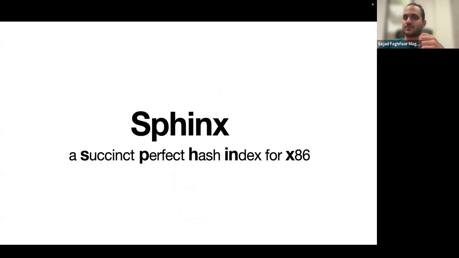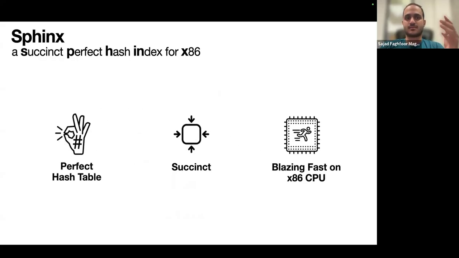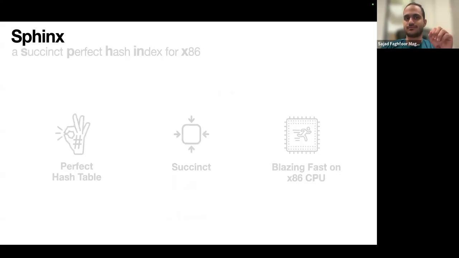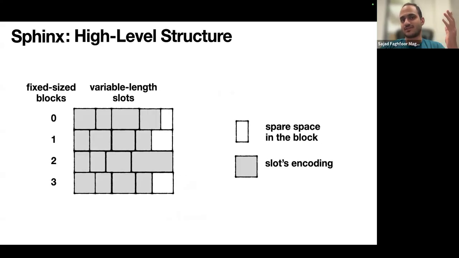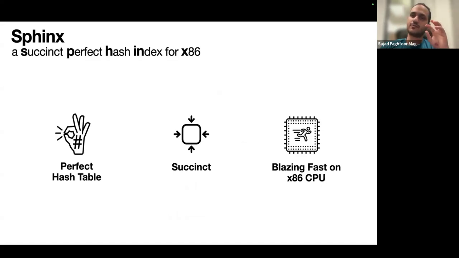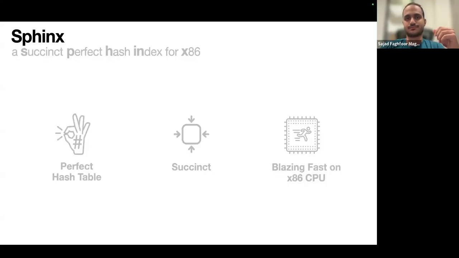So with that in mind, we introduce Sphinx. Sphinx, first of all, is a perfect hash table. It's actually a dynamic perfect hash table, which means it doesn't have any collisions without storing full keys. It's very succinct, meaning we are only storing 4 bits per key on average, and it's going to be blazing fast on x86 CPU. So the challenge in Sphinx is actually to store as few bits as possible, but at the same time be able to use rank and select in favor of CPU operations to speed up CPU tasks.